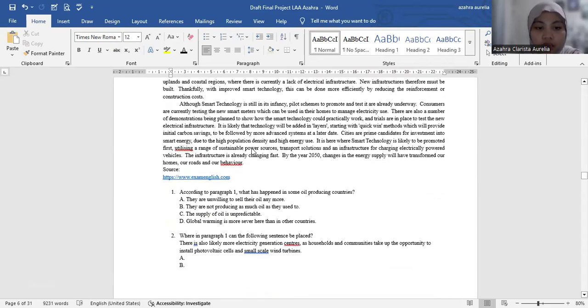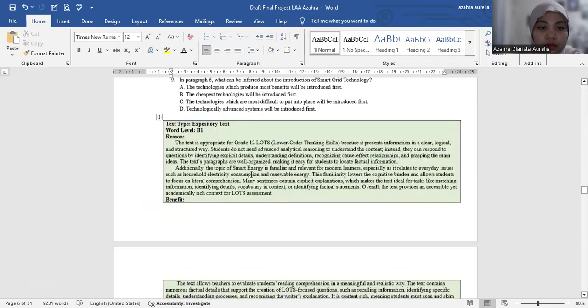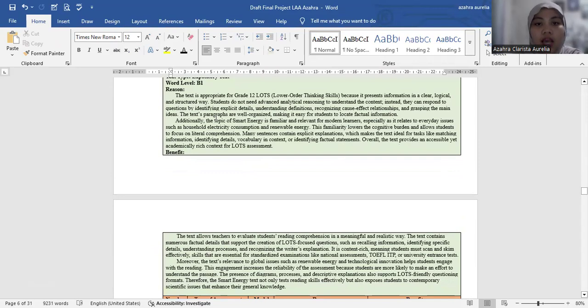I adopted the text from examenglish.com, and the word level of the text is B1. And the reason why I chose this text is because the text is relevant for modern students and it provides explicit information that students can locate through skimming and scanning.